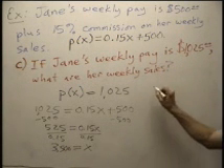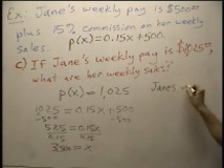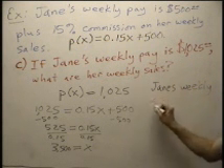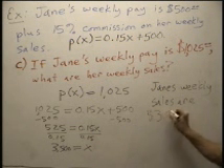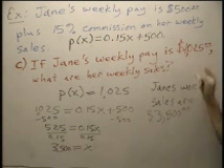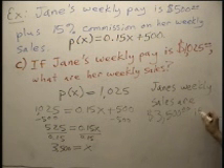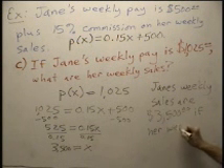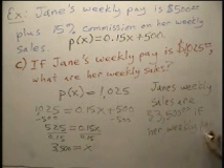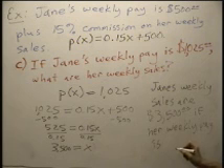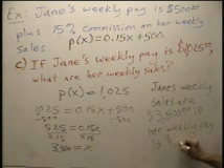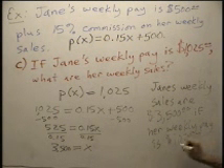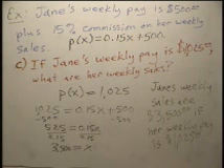So her weekly sales are going to be 3,500 if her weekly pay is $1,025. And that is the interpretation of what our answer means. And that's how you use linear functions to answer questions about real situations.